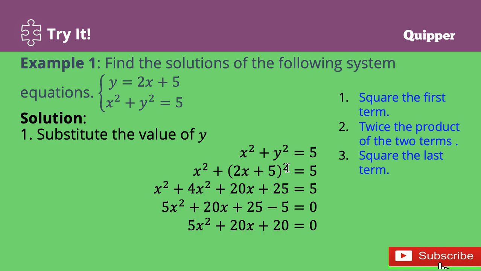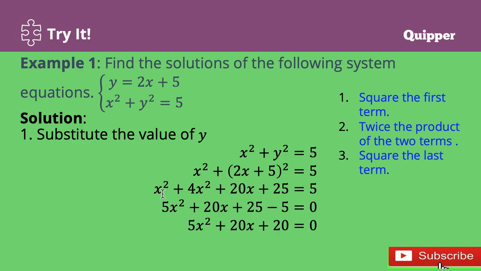And then expand this binomial (2x + 5)^2. To expand this, use these 3 simple steps. First, square the first term. The first term is 2x. The square of 2x is 4x^2. Then twice the product of the two terms. When you say twice, we are going to multiply it by 2. So 2 times 2x times 5 is 20x. Then lastly, square the last term. Our last term is 5, and the square of 5 is 25. Just copy x^2 there, and we have 5.